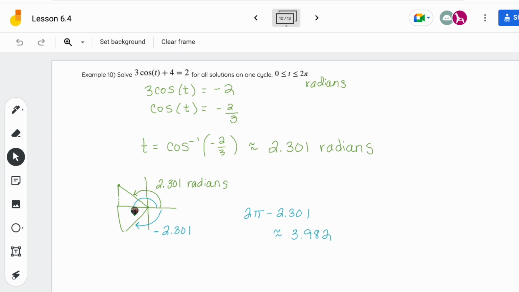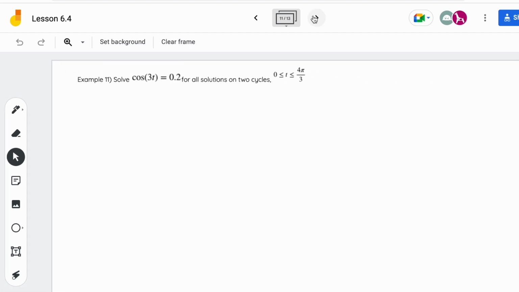So from there to there is approximately 3.982. Example 11. Now noticing it's asking us, our interval has changed. So we're looking for all solutions on 2 cycles between 0 and 4 pi over 3. So notice this time I've got cosine of 3t is equal to 0.2. So we're going to have to do that u substitution again to help us identify these portions. So bear with me here.